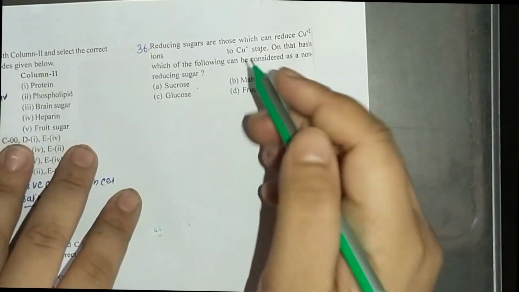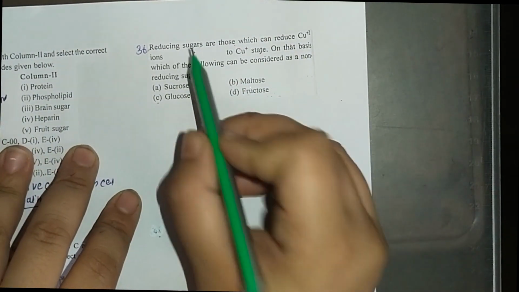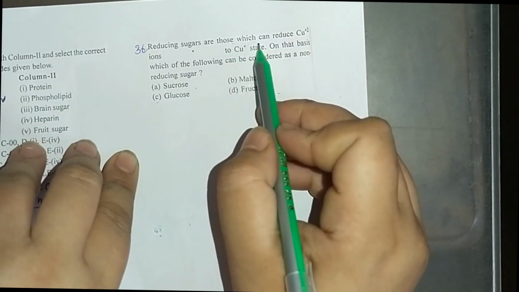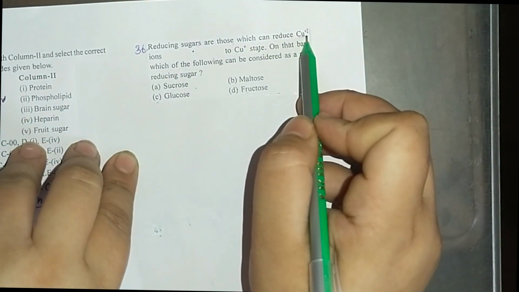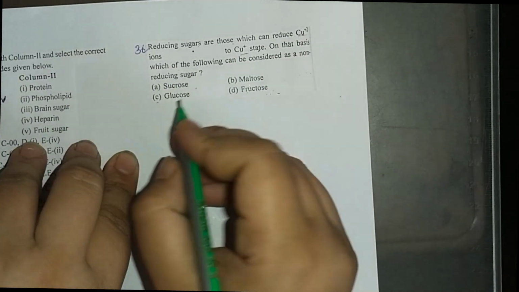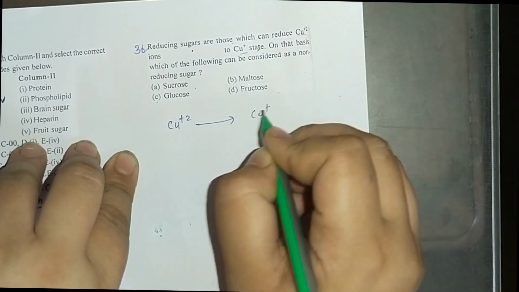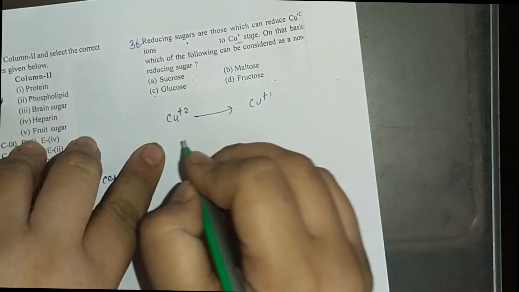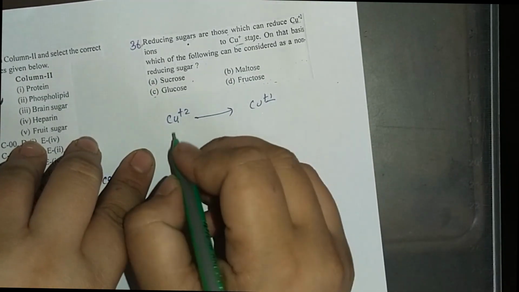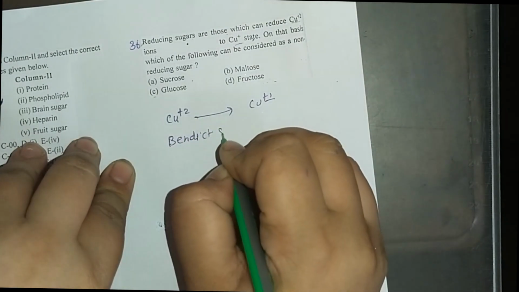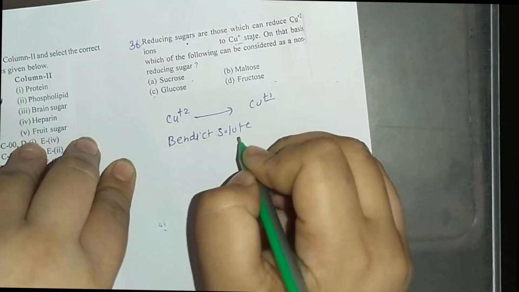Next is the last question for the video. Reducing sugar. See, reducing sugars are those which can reduce Cu2 positive to Cu positive. This question is based on Benedict solution. The Benedict solution contains cupric ions.